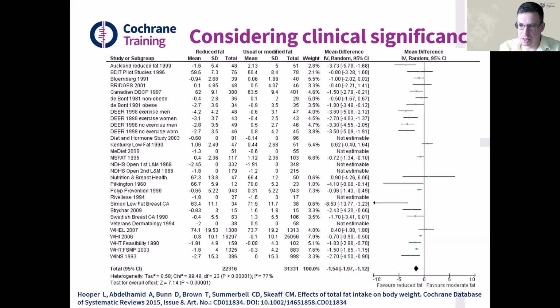To summarize that, we can see our little diamond at the bottom. We've got lots and lots of studies, but our diamond at the bottom is a summary of the result. It's a mean difference in this case because it's a continuous measure of weight. A mean difference of minus 1.54 kilograms, confidence interval from minus 1.97 to minus 1.12. And so it's clearly significant. It's quite a narrow confidence interval, but is 1.54 kilos of reduction in weight actually clinically meaningful? It's not a very big reduction in weight. So it looks like a reduced fat diet does lower your weight, but not by very much.